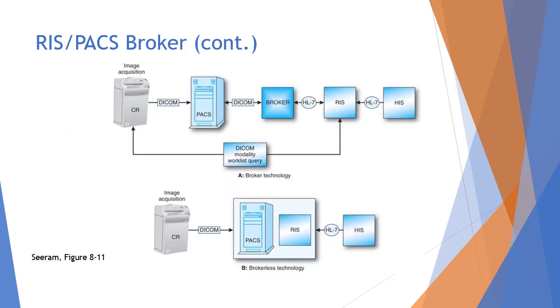In the top system, we have the broker. So the broker is that translator between the RIS and the PACS, between these two. In the bottom image, we have no broker. We just have two separate systems here. So it's a brokerless technology.